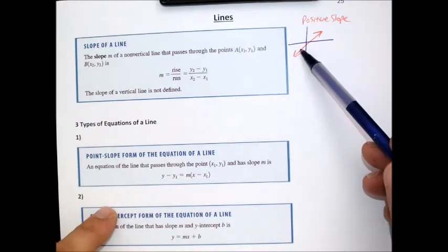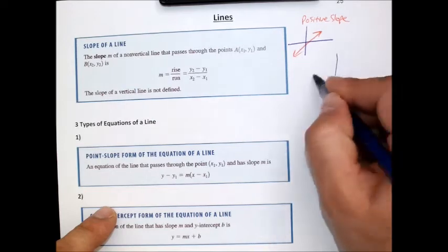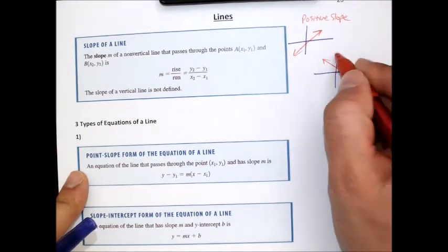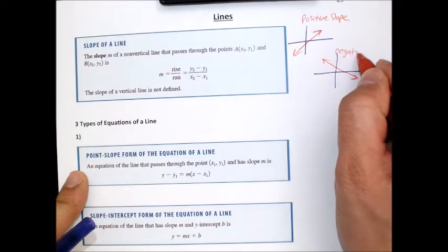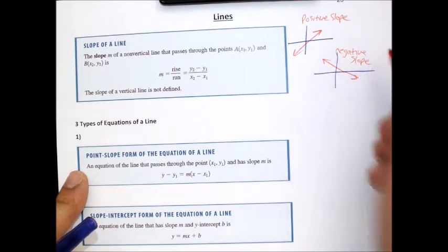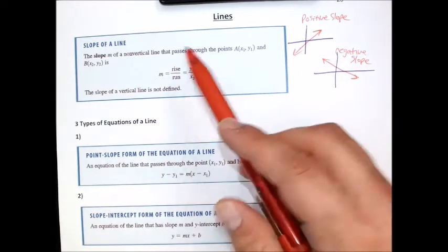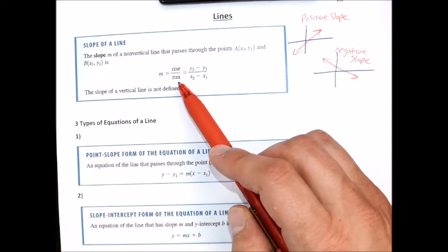Right, so positive slope goes in the upwards direction, and negative slope, the line's pointed in the downwards direction, right? So right off the bat, we know whether or not something has a positive or negative slope just by looking at what the graph looks like. Or vice versa, if we know that a slope is positive or negative, we know whether the line's going to be going up or down. That's great. Here's the equation of slope and how we figure it out.